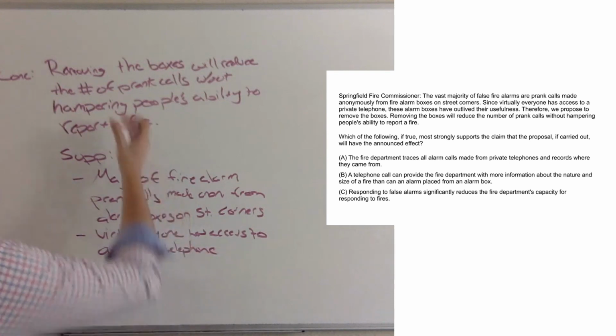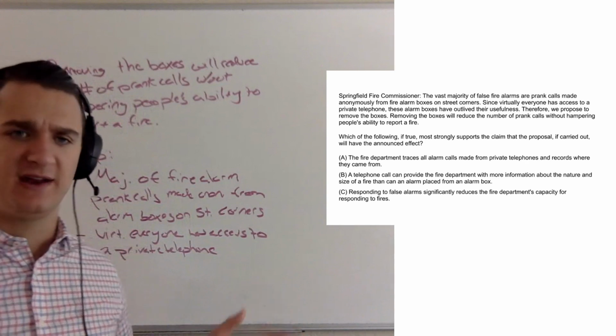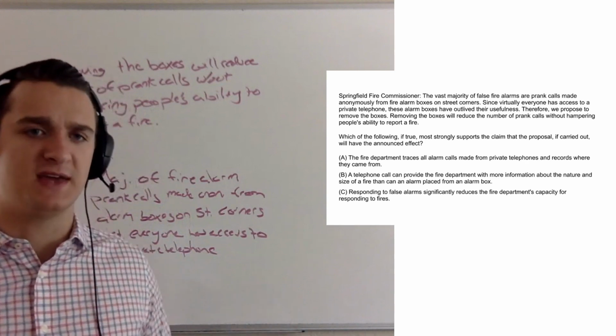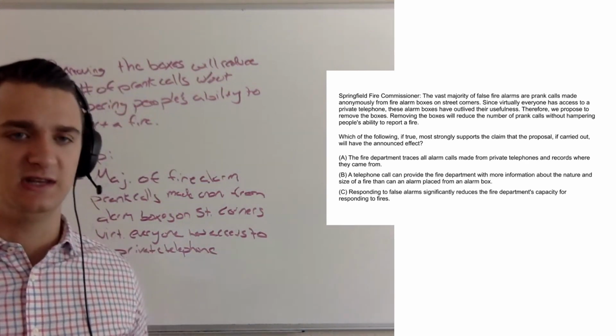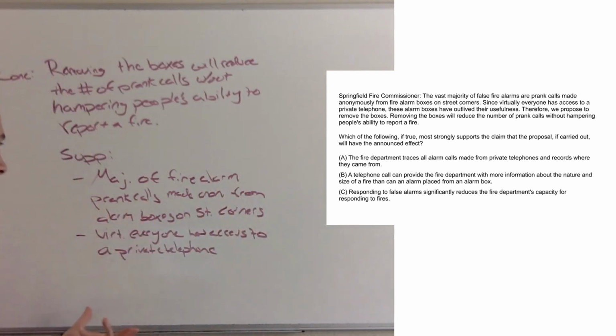So these two statements ultimately support the conclusion. There's a little bit more information in the passage, and I've abbreviated a few things in here, which again, we want you to keep things in their words and not take things necessarily into your own words. But this essentially captures support. Okay, majority of fire alarm prank calls are made anonymously from alarm boxes on street corners, and everyone has access to a telephone, private telephone. Removing the boxes will reduce the number of prank calls without hampering people's ability to report a fire.